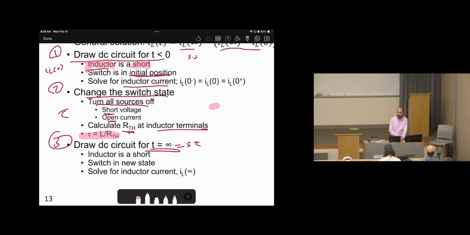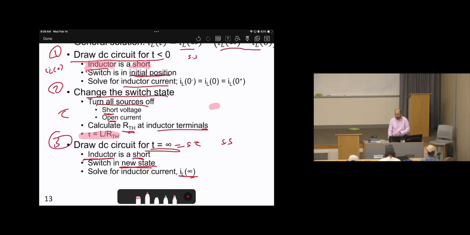Here we are guaranteed that at steady state, after a long time of changing the switch status, we are at steady state. Therefore, as we know in DC steady states, the inductor is a short circuit. Apply the new switch status, then calculate the inductor current. And that's it. So almost the same procedure with slight differences. Okay, are these procedures clear?